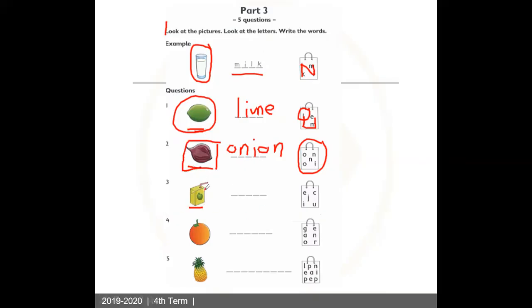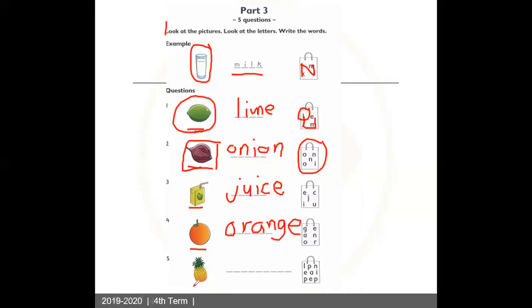Number 3. What about this? You're correct. It's a juice. Juice. I like drinking juice. It's juice. Okay. What about this? What is this? It's an orange. Yeah, it's easy. This is actually an orange. So all you need to do is to write it orange, right?